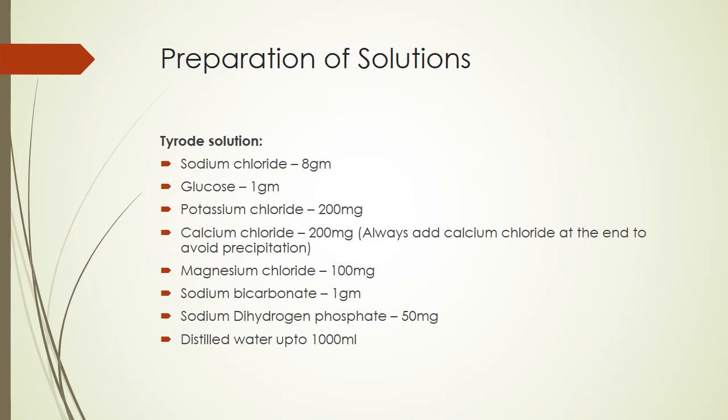Now, preparation of the solution is very important. You have to remember the chemicals involved in the preparation of the Tyrode solution. We take sodium chloride about 8 grams, glucose about 1 gram, potassium chloride 200 milligrams, and calcium chloride about 200 milligrams. Always add calcium chloride at the end to avoid precipitation, because calcium chloride precipitates in the solution. Then magnesium chloride 100 milligrams, sodium bicarbonate 1 gram, sodium dihydrogen phosphate 50 milligrams, and distilled water up to 1000 ml. That is the whole preparation of about 1 liter of Tyrode solution.